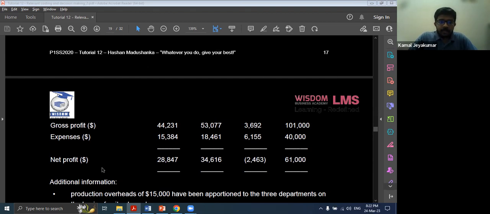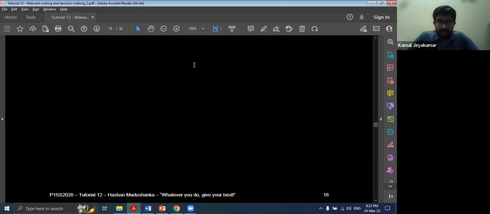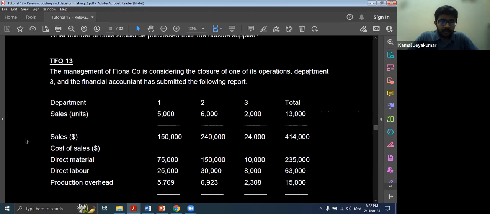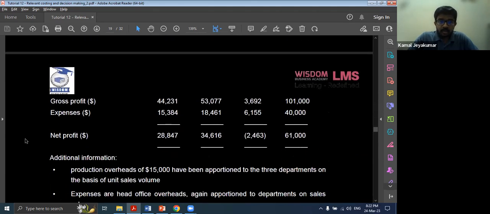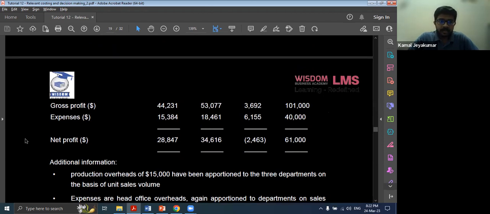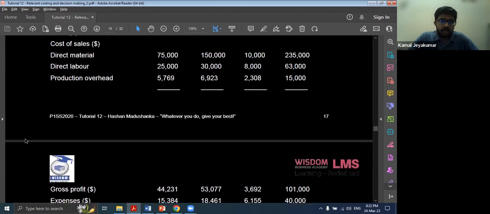Guys, it's probably because the net profit is negative, right? This department is making a loss, so they are planning to close it. But do we make decisions based on net profit? No, we make decisions based on net contribution. Net contribution is sales minus variable cost minus avoidable fixed cost.